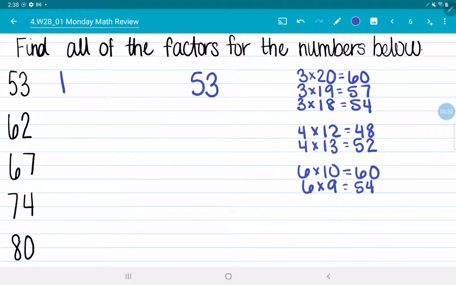How about 7? What can we multiply 7 times that would be close, Jeremiah? 8. All right, so what is 7 times 8? 7 times 8 is 56. And what were you saying, Bryce? 7 times 7 is 49. 53 falls right in between those. So we know that 7's not a factor. How about 9? Is 9 going to be a factor? No. We found a while ago that 6 times 9 is 54.